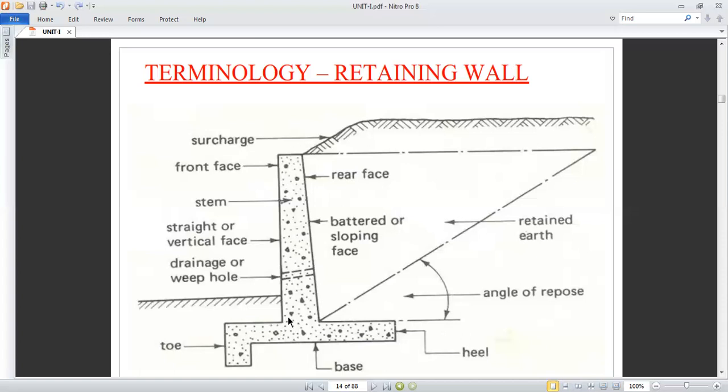So three basic terms you have to remember in unit 1 are designing of stem, designing of toe, designing of heel. In addition to that, we have front face and rear face. The rear face is the back face. And we have drainage holes provided so that the water from the backfill can be drained easily. And surcharge is nothing but the weight above the backfill.